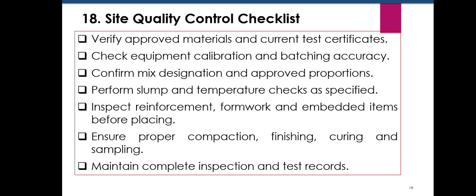Let us summarize a practical site quality control checklist. First, verify that approved materials and current test certificates are available. Second, check equipment calibration and batching accuracy. Third, confirm that the concrete mix designation and approved proportions are being used. Fourth, perform slump and temperature checks as required. Fifth, inspect reinforcement, formwork, and embedded items before concrete placement. Sixth, ensure proper compaction, finishing, curing, and sampling. Finally, maintain complete inspection and test records.